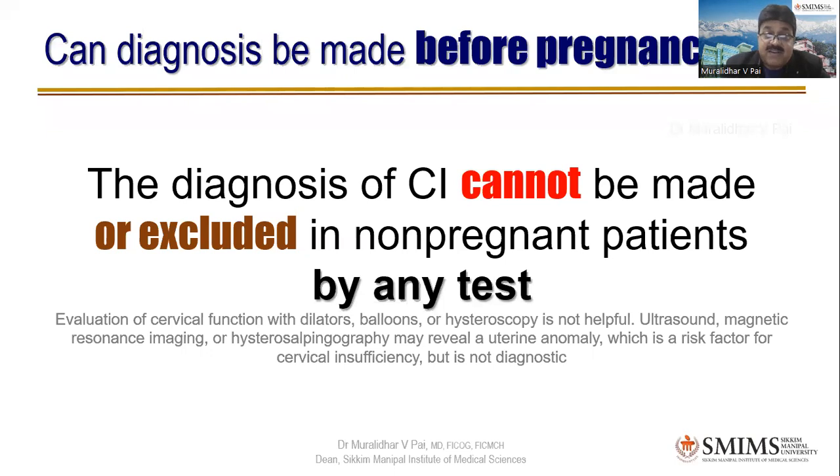Ultrasound, magnetic resonance imaging, MRI, or hysterosalpingography may reveal a uterine anomaly, which is a risk factor for cervical insufficiency, but it is not diagnostic. Not diagnostic of cervical insufficiency. So please remember this. So no effort should be made to diagnose cervical insufficiency before pregnancy. It is always during pregnancy. The only thing that you want to ask about before pregnancy is the history of repeated, recurrent, consecutive second trimester loss, which is painless.